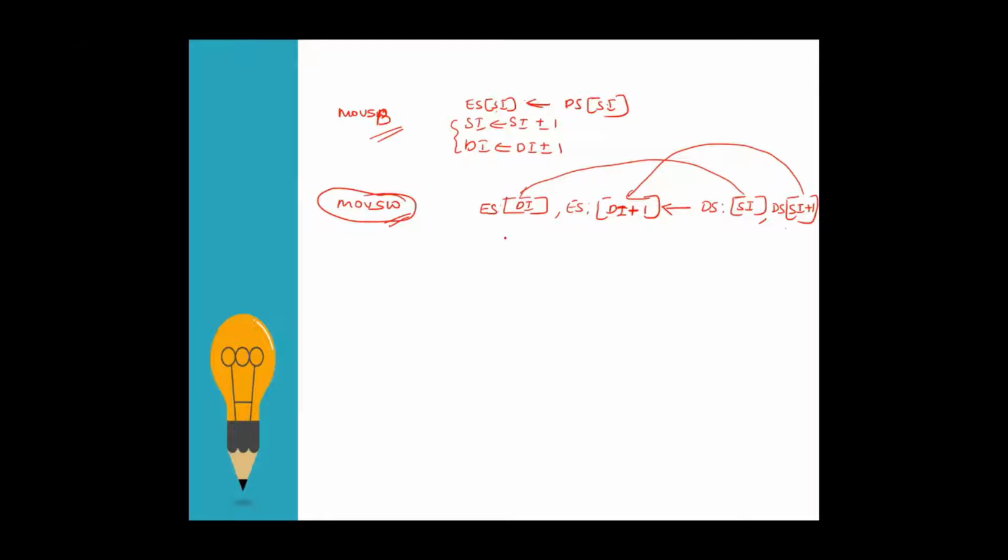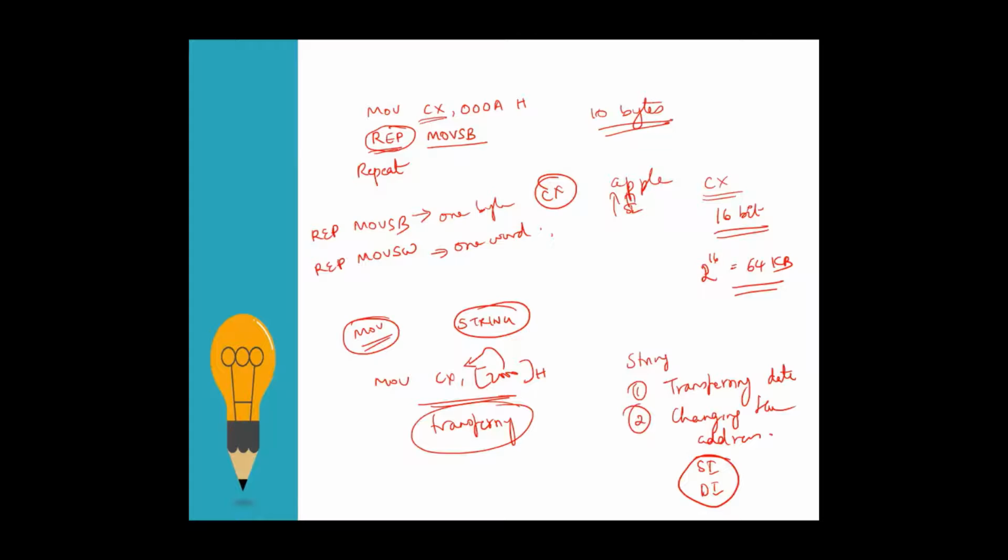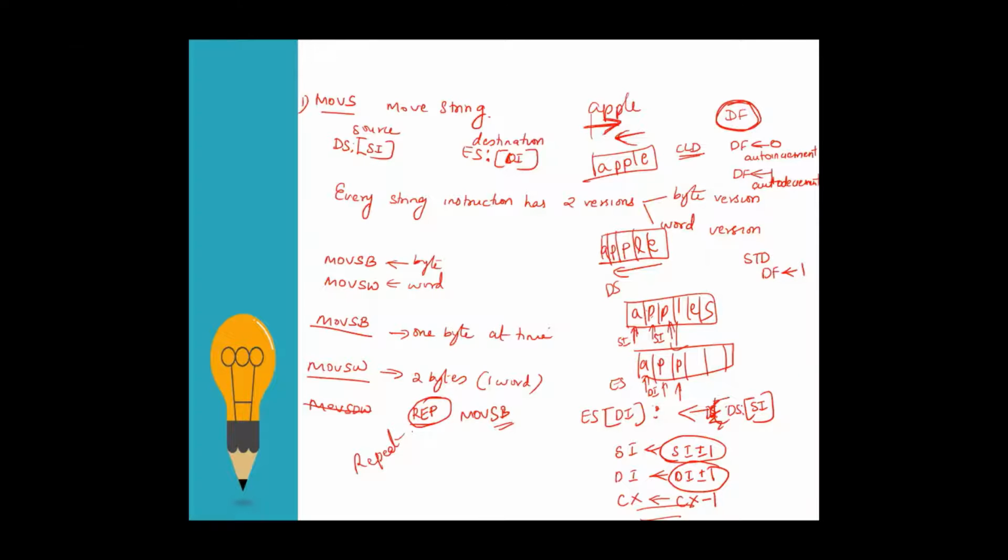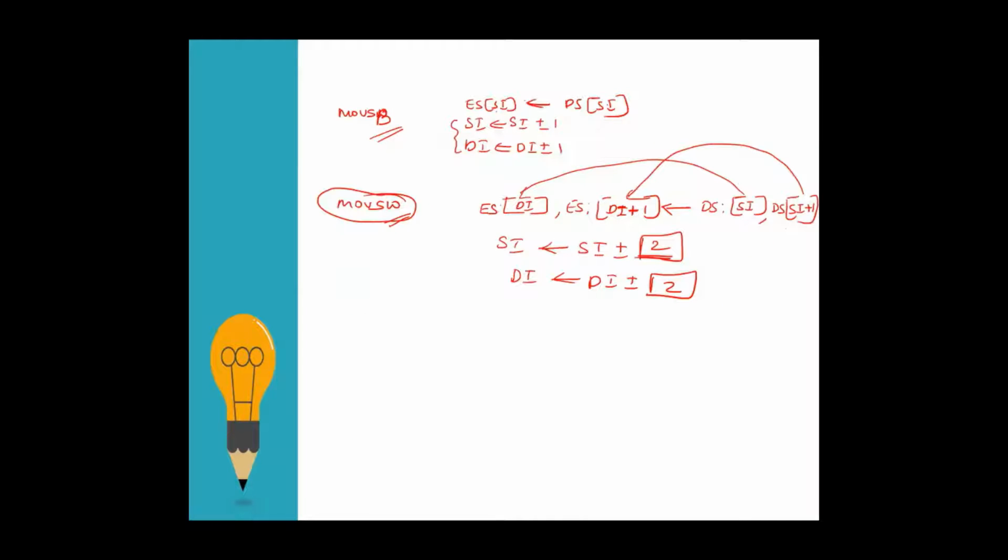Okay. Yes. And then what will be SI? SI will be what? SI plus or minus? What value will come here? 2. Yes, very good. So this will be DI plus or minus 2 because it is the word version and this is the byte version. So our very first string instruction that we have learned today is what? MOVS. And keep in mind, MOVS has 2 versions. The byte version and the word version.